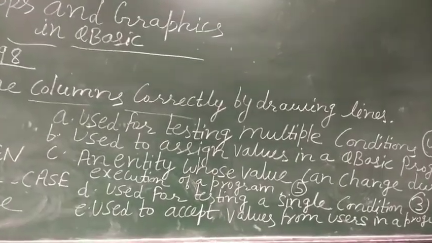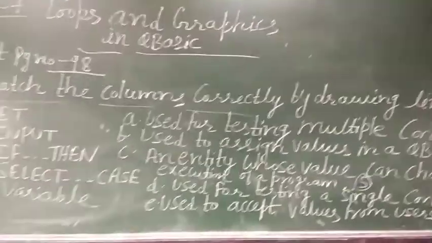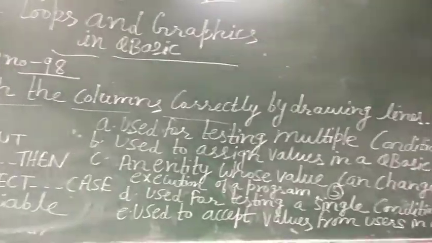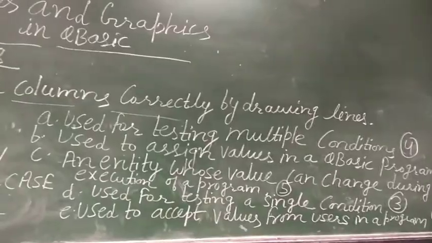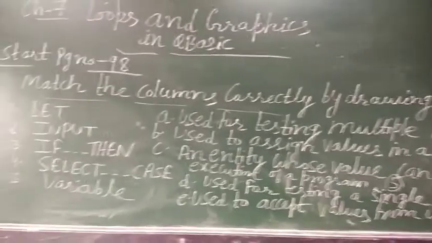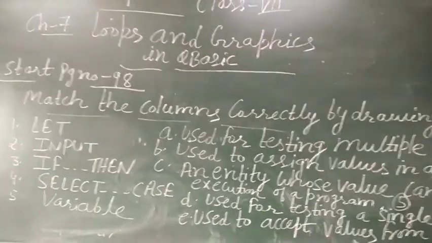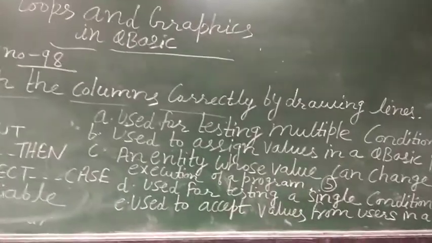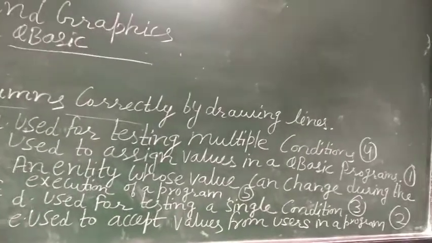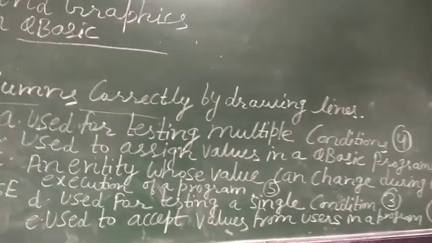Now next is SELECT CASE. SELECT CASE is used for testing multiple conditions. So answer A is correct. Now last is a variable. Fifth is a variable. So a variable is an entity whose value can change during the execution of a program.